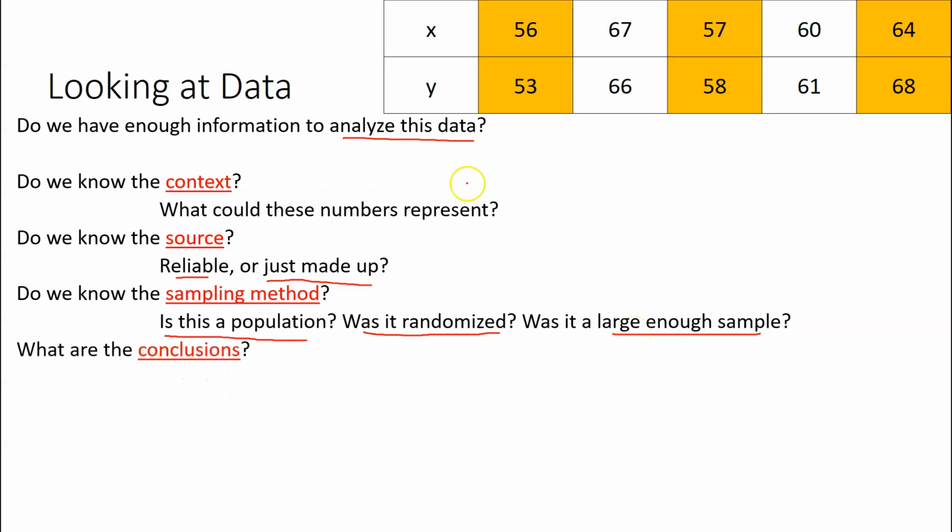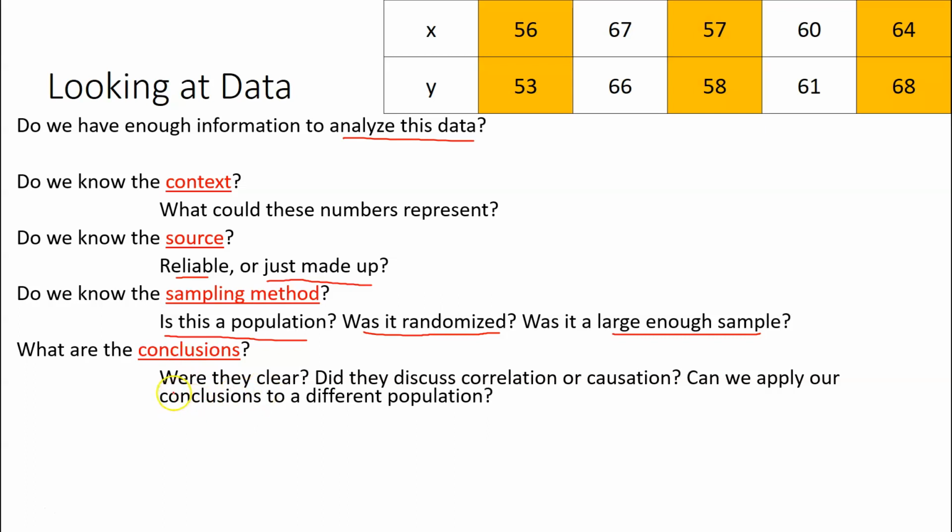What are the conclusions? And of course, at this point, we have no conclusions to this. But when you're looking at a study and they start to draw conclusions, were they clear conclusions? Do they discuss correlation or causation? In statistics, we can discuss correlation. We don't generally discuss causation, things that cause other things to happen. We generally are just looking at, well, it seems like these things go together. Can we apply our conclusions to a different population? And are there any practical applications?